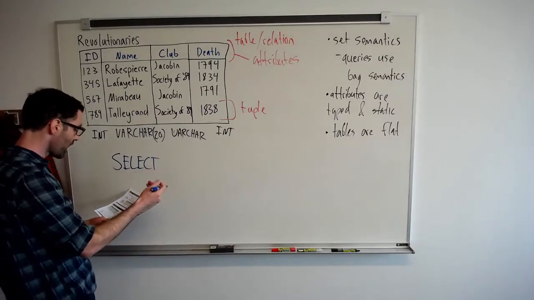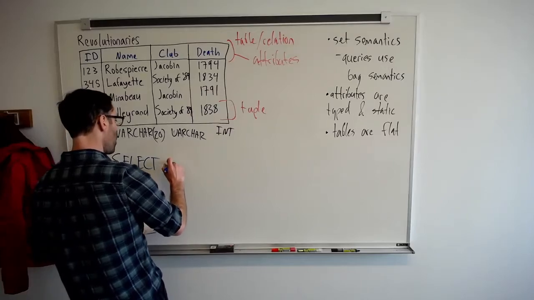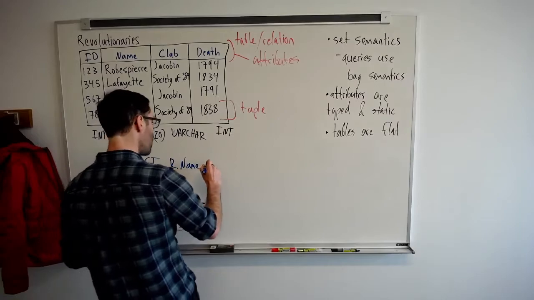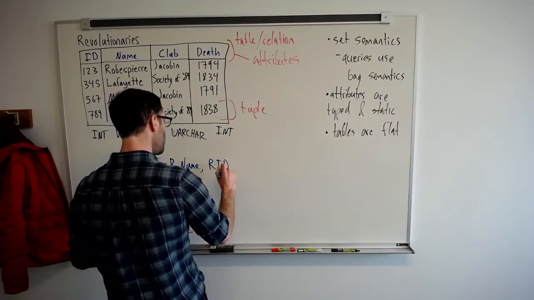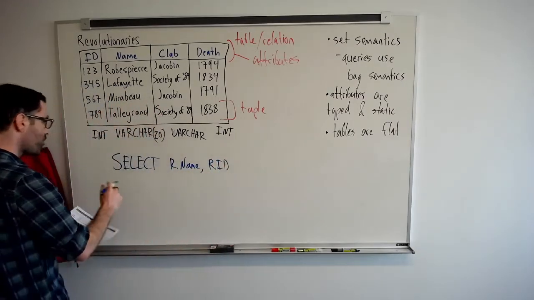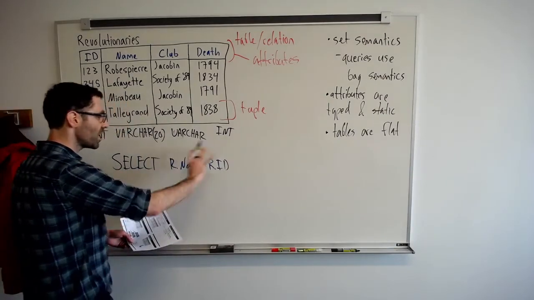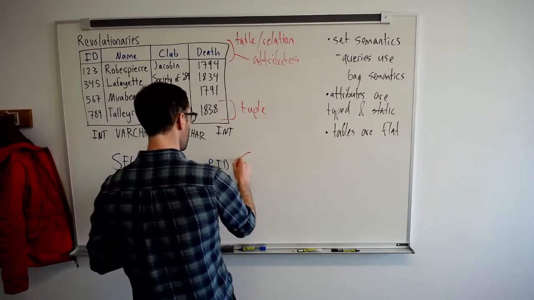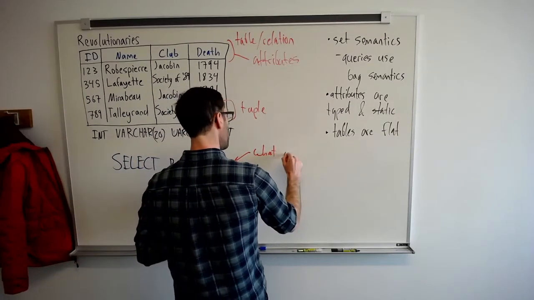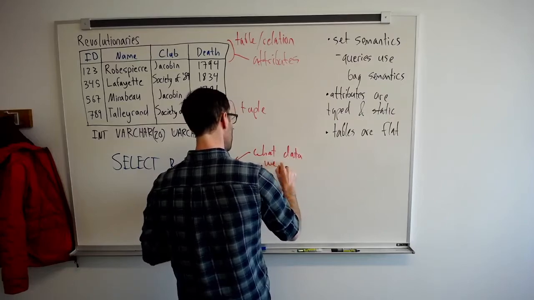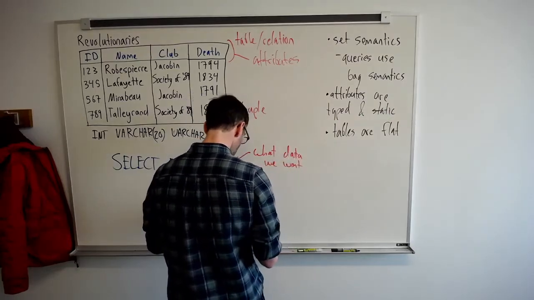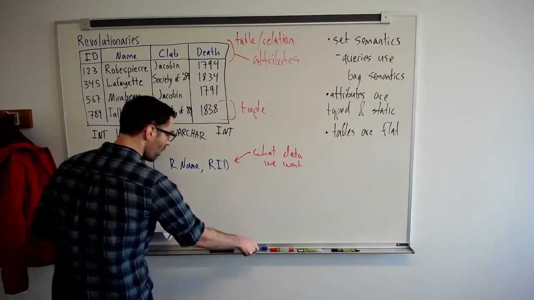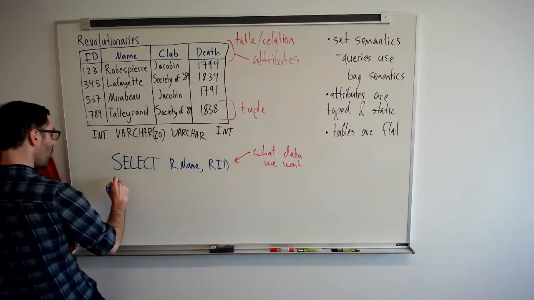But we're going to select r.name, r.id. You may be asking, what is r? Well, the first part where we're saying select is what data we want. So we want the name and ID from some table R. Now what is table R?